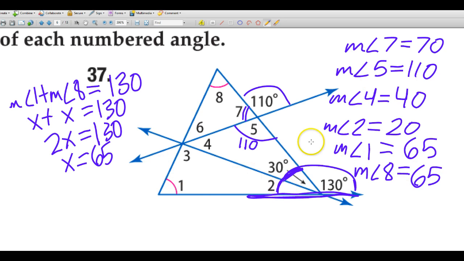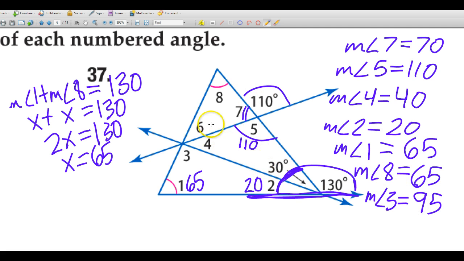So from here, the measure of angle 2 we know is 20, so I'm going to put that in there. And 1 is 65. Now we can find 3. So this angle and this angle would add up to 85. So if I subtract 85 from 180, that would give me the measure of angle 3. So 180 minus 85 would be 95.